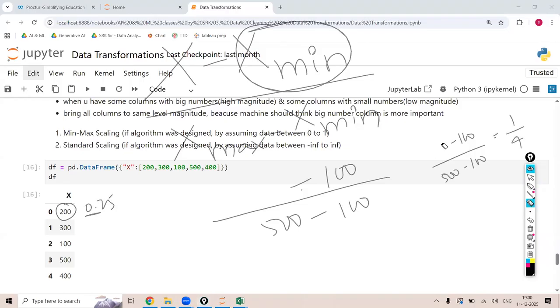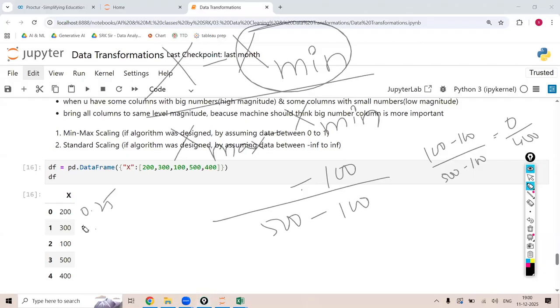Okay, what is the next number? Now this number is 300. 300 minus 100 divided by 500 minus 100. That is 300 minus 100 is 200, 200 by 400 means 2 by 4, which means 0.5. Now what is the next number? 100. Substitute 100: 100 minus 100 divided by 500 minus 100 is 0 by 400, which equals 0.